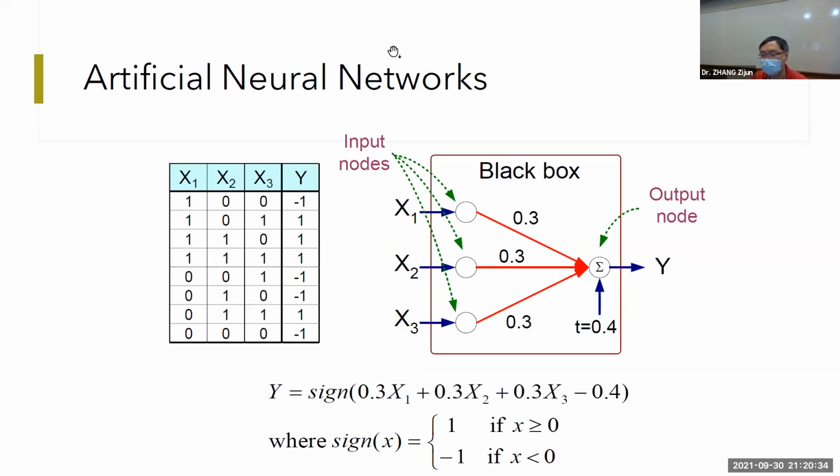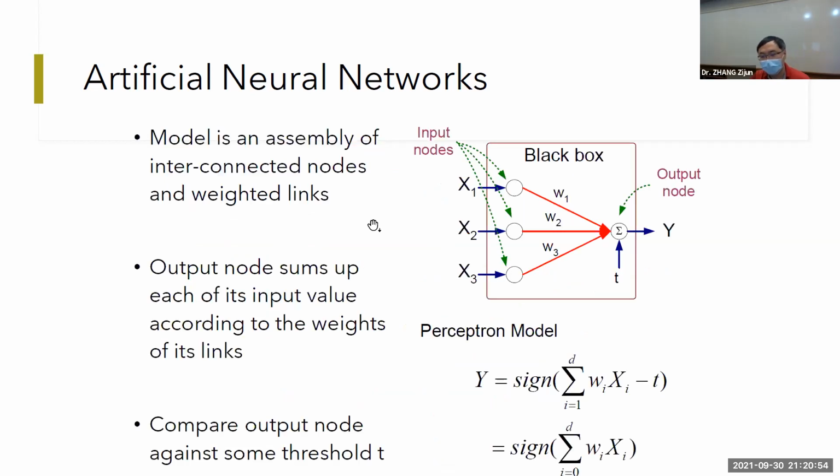Then what we want to do is, based on all the X we observe and the y we observe, we want to determine the optimal value of, we want to adjust the value of these 3 weights and this bias. So an ANN can be considered as an assembly of interconnected nodes and weighted links. And the output node sums up each of its inputs according to the weights of its links. And then we compare the output node against some threshold T.